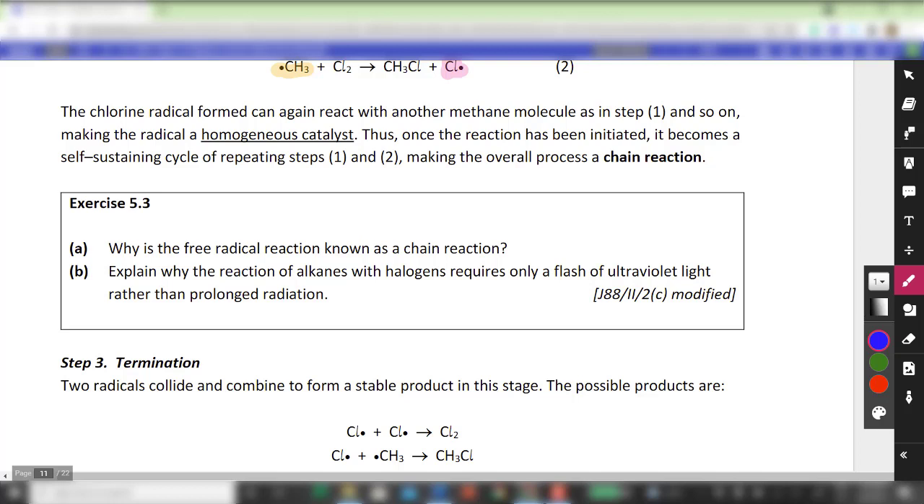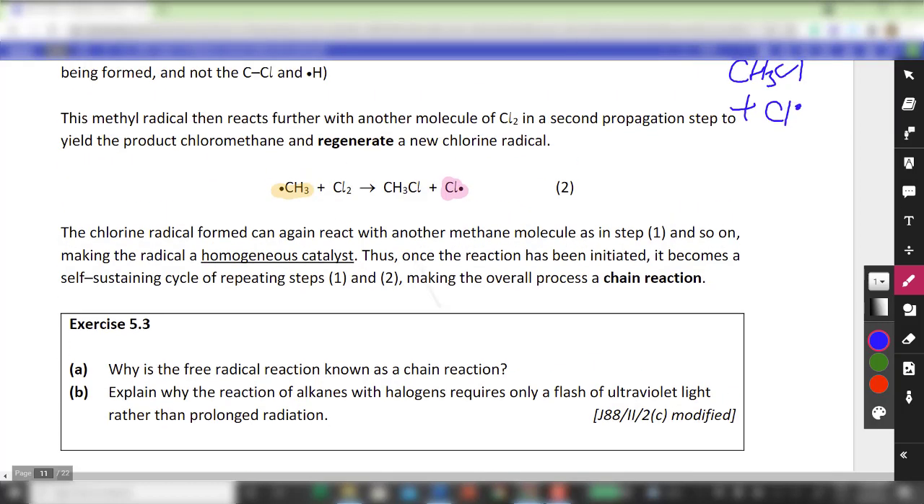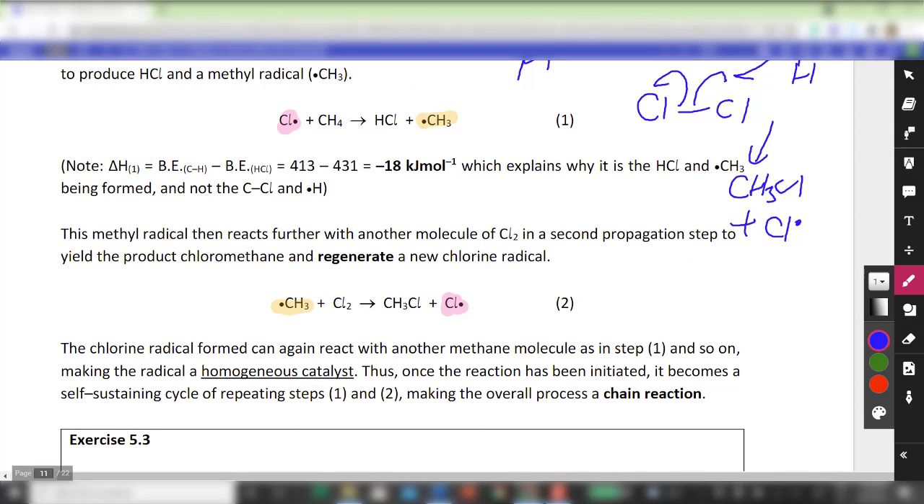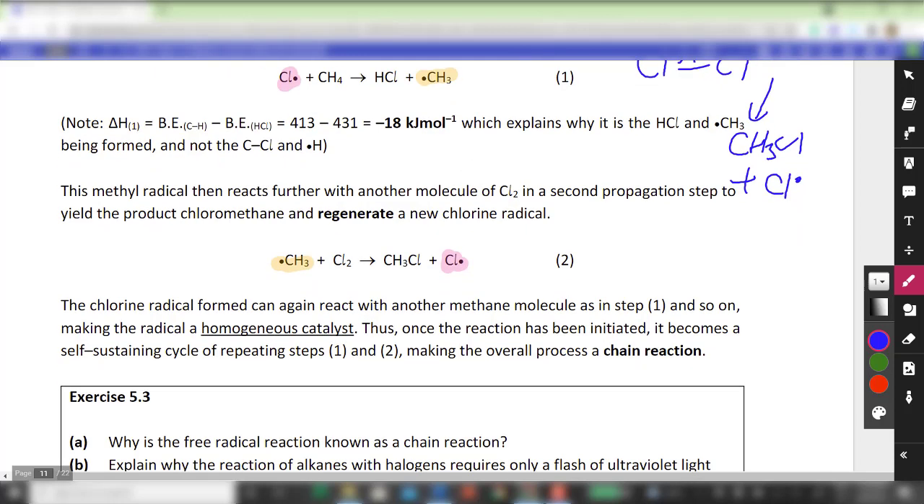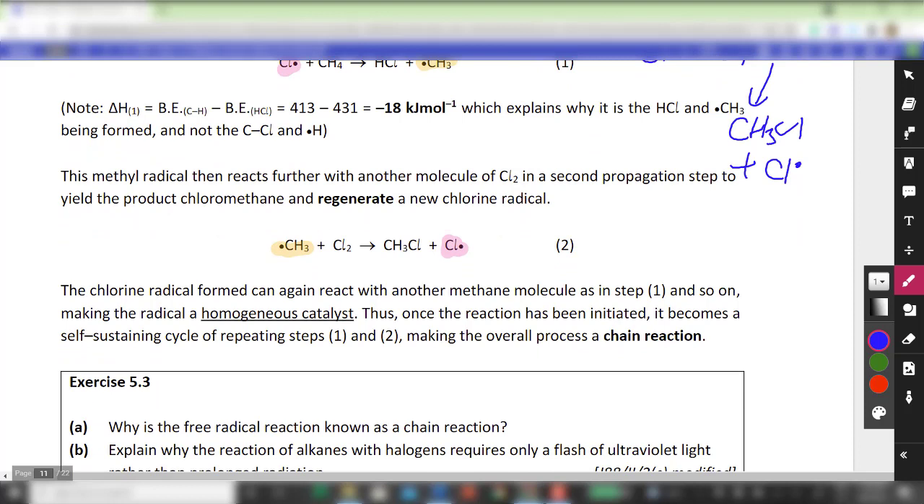Okay, but I would suggest you read a little bit more about it if you are interested to find out more. Okay, so why is the free radical reaction known as a chain reaction? Of course it's known as a chain reaction because the radical being generated in the initiation step will continue to generate more radical in the propagation step, so that I do not need any more initiation step to generate more chlorine radical. The generation of the chlorine radical will be self-sustaining until, of course, all the methane has been reacted.